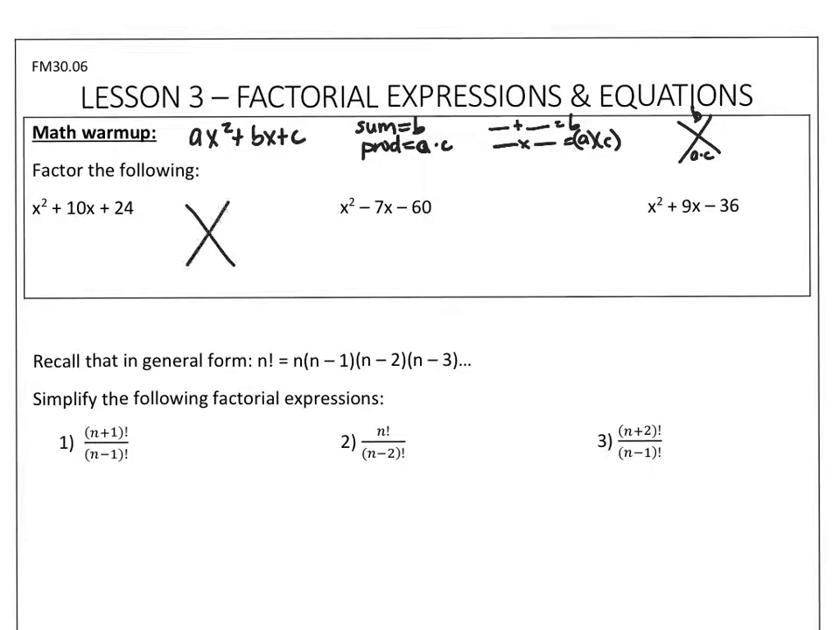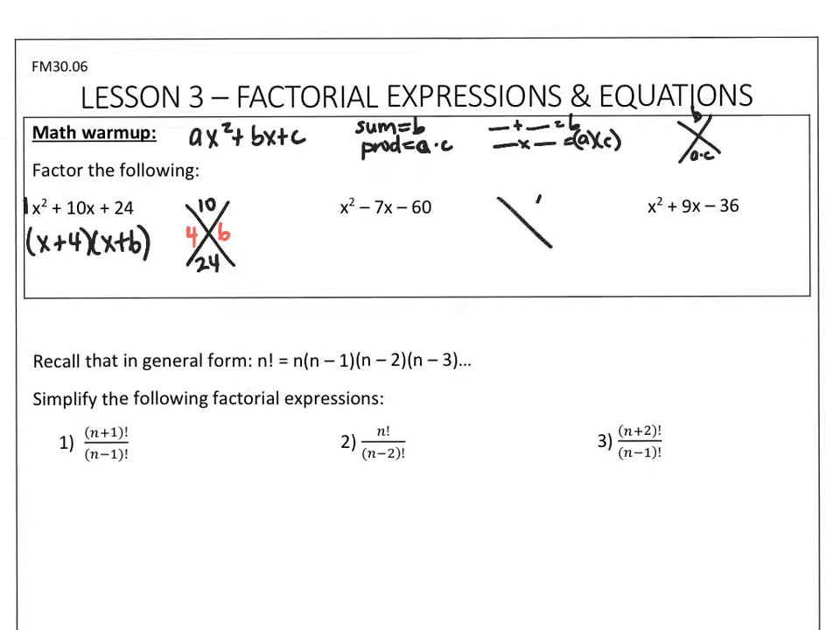So in the top, I put my b value, which is 10. And in the bottom, I do a times c. So 1 times 24 is 24. And I need two numbers that multiply to give me 24 and add up to 10. So those are 4 and 6. Remember that when I have a coefficient of 1, then the numbers that I choose for my sum and product are just the numbers that go in my factors. So x plus 4, x plus 6.